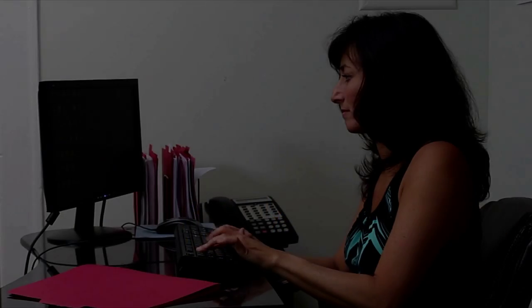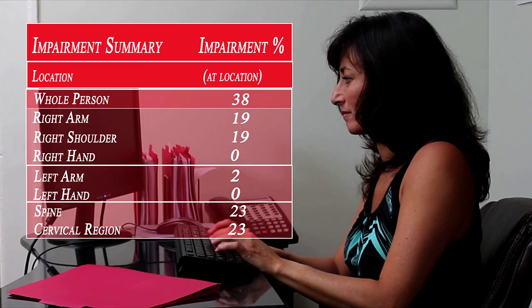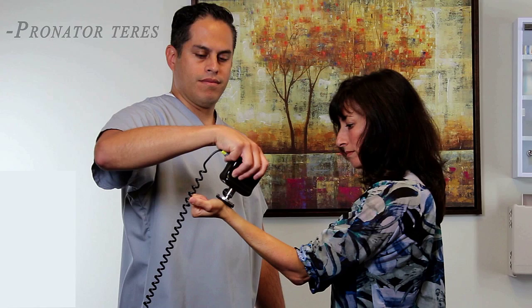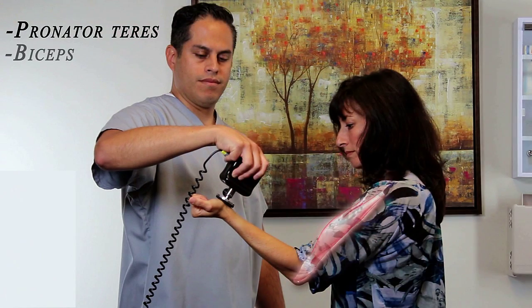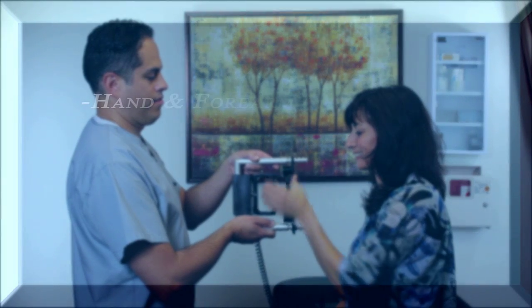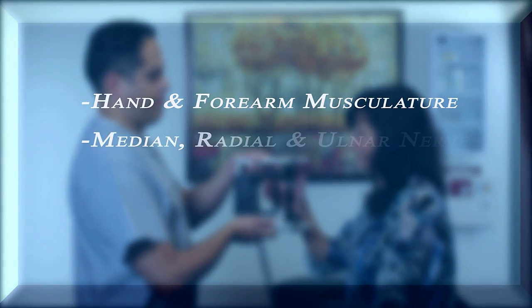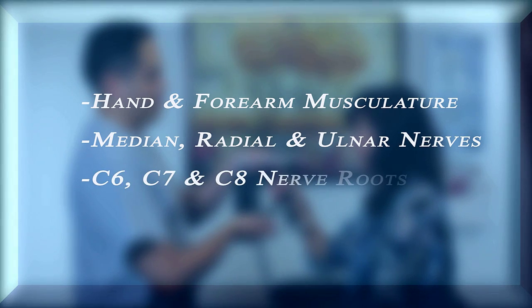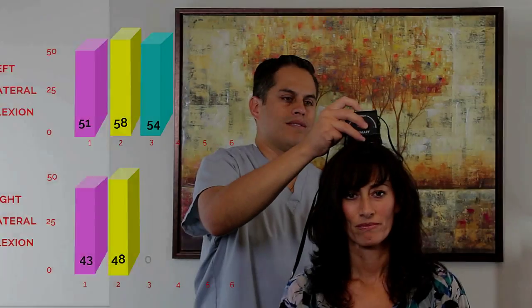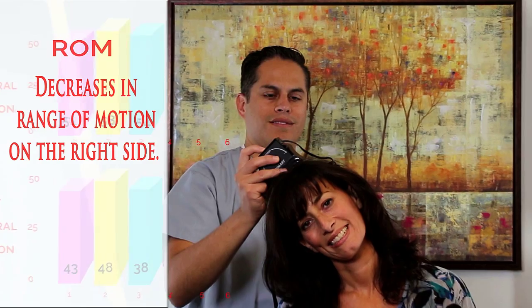Let's review. The whole person and local impairments reveal that Emma has a 38% decrease of her ability to perform her activities of daily living. Muscle testing revealed weaknesses in the pronator teres, biceps, supraspinatus, deltoid, and serratus anterior muscles. Grip strength revealed possible problems with hand and forearm musculature, the median, radial, and ulnar nerves, and C6 through C8 nerve roots. Pinch grip revealed weaknesses of the hand intrinsic muscles, the median nerve, and the C6 through C7 nerve root. The decreases in range of motion reflect difficulties in motion specifically on the right side.